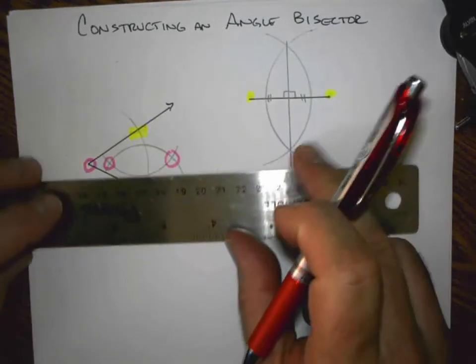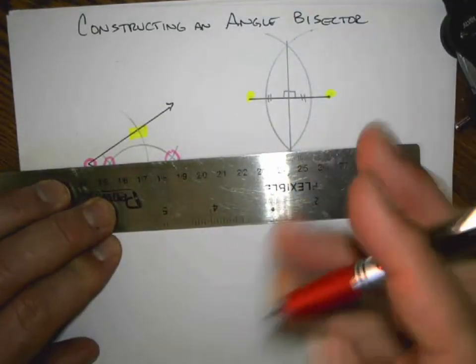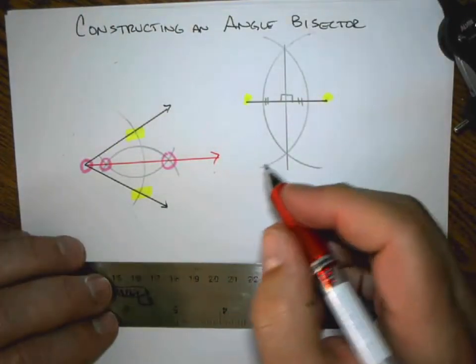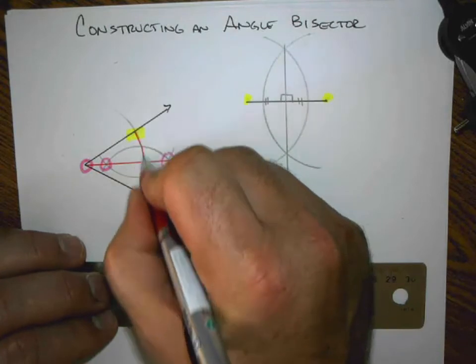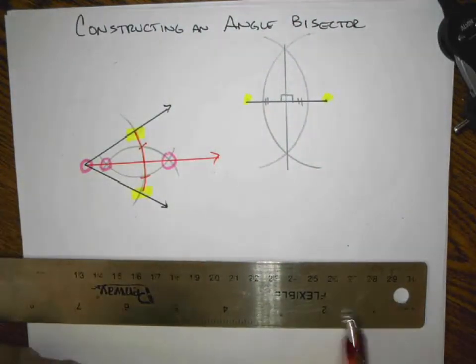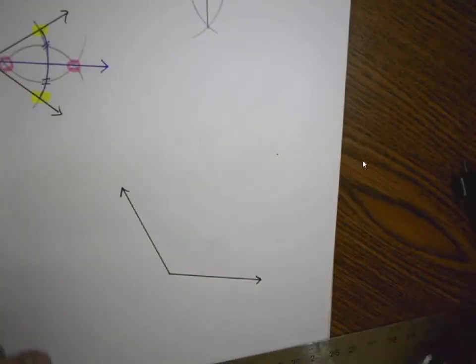it correctly. By connecting these 3 points, I should be able to produce a ray extending from the vertex out into the angle in such a way that this arc and this arc are congruent. I've successfully bisected the angle. Let's try it one more time for practice. This time we'll do it with an obtuse angle.